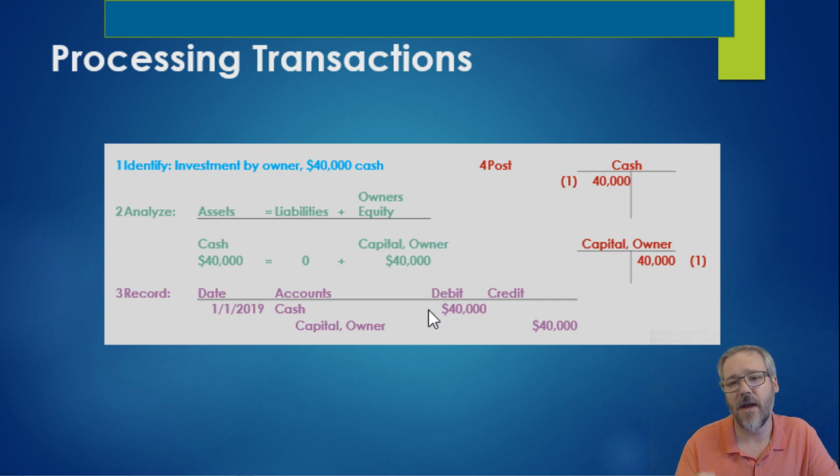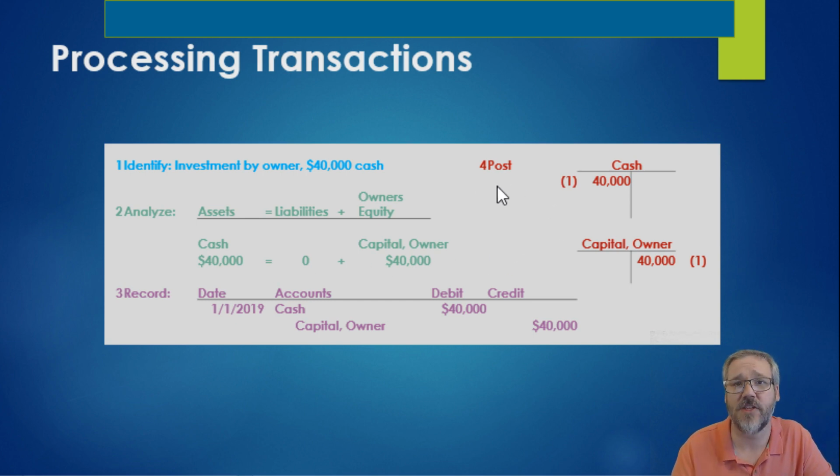But notice here, I've got cash being debited for $40,000. This debit to cash, because cash is an asset, is an increase to cash. Notice under capital owner, because this is an equity account, it increases with a credit entry. So I've got a debit increasing $40,000, an asset. I've got a credit entry of $40,000 increasing owner's equity. Assets equals liabilities plus equities. And as I can see here, of course, my equation still balances.